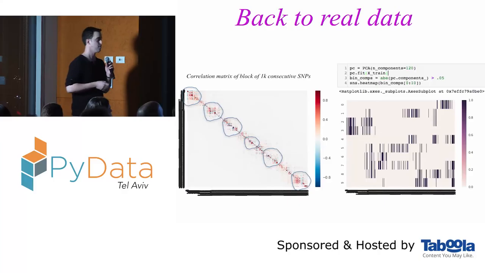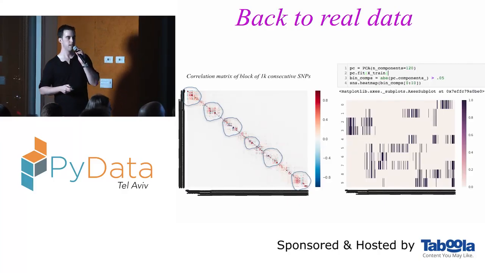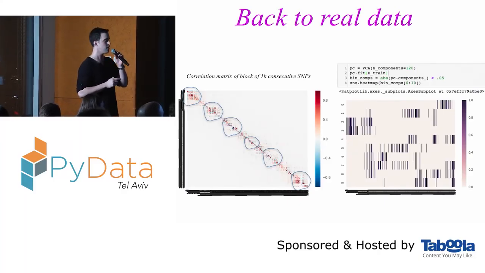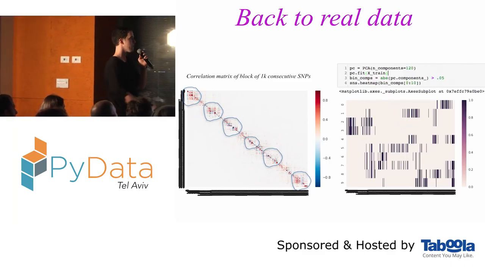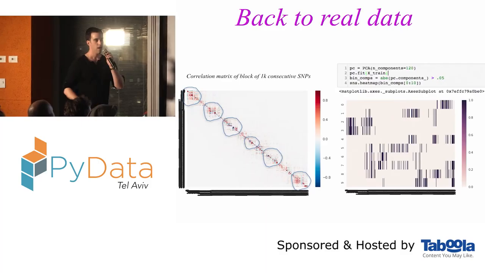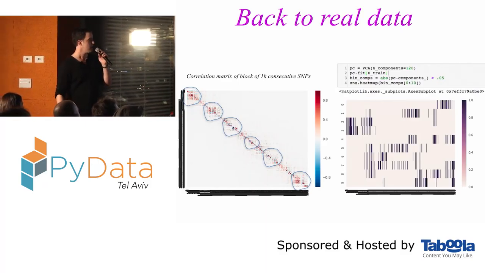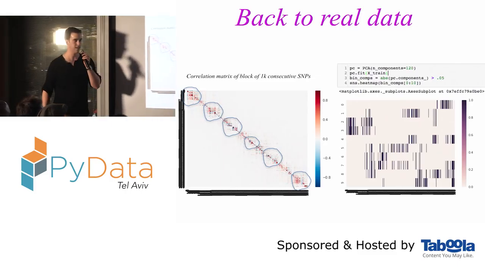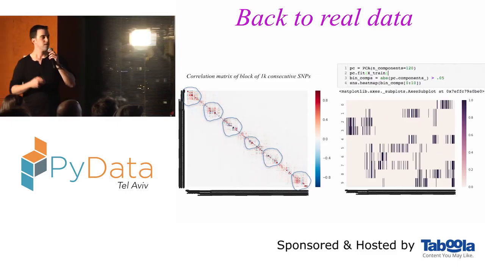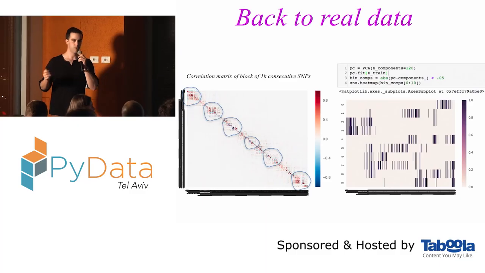So this is an example of applying PCA on the real data that we had before, with the real LD. There is a lot more noise over here, but again, you can see that first principal direction is also capturing some kind of summary of that one LD block. So the point is PCA is a good place to start if you want to summarize your data.